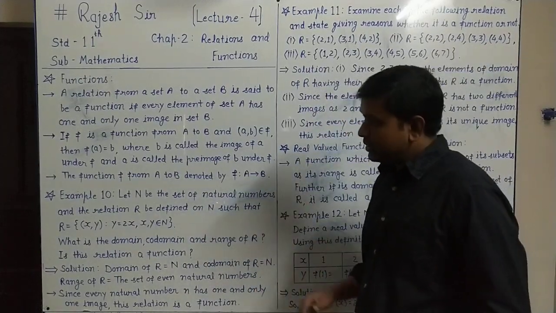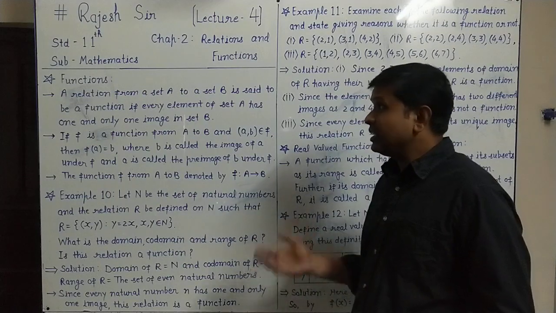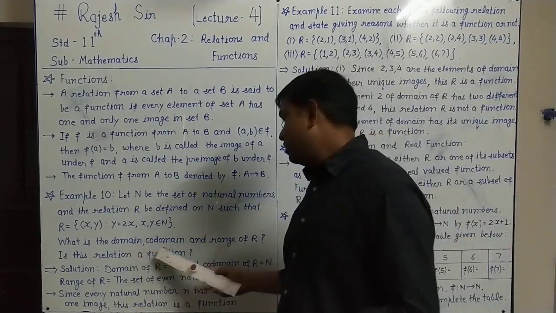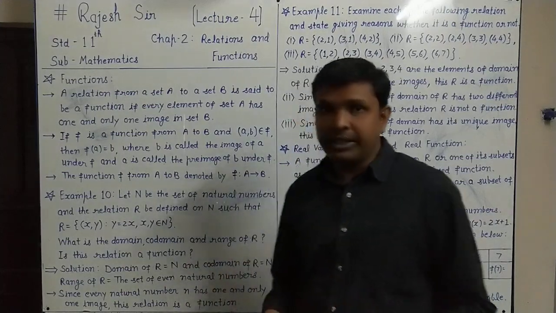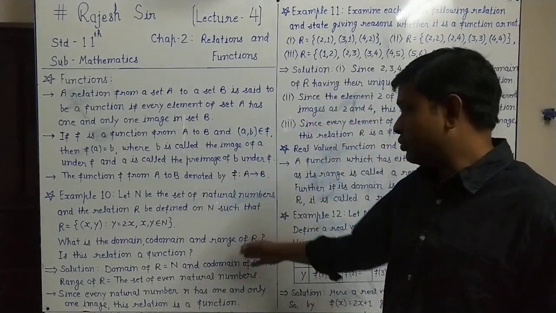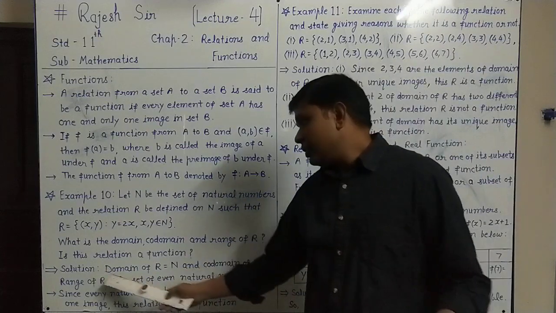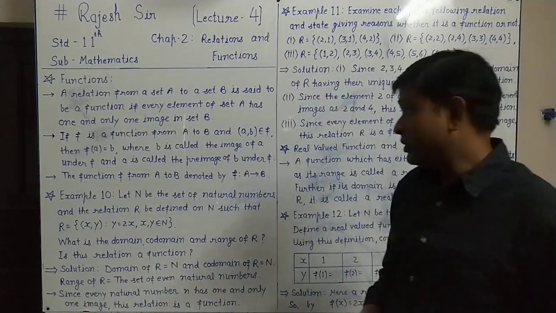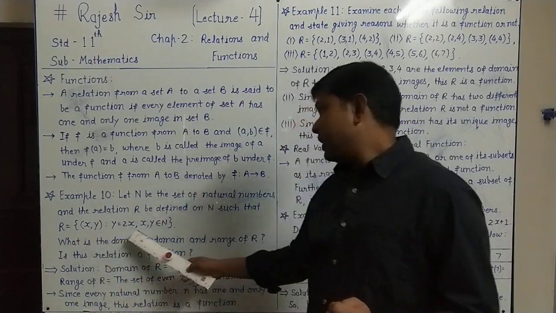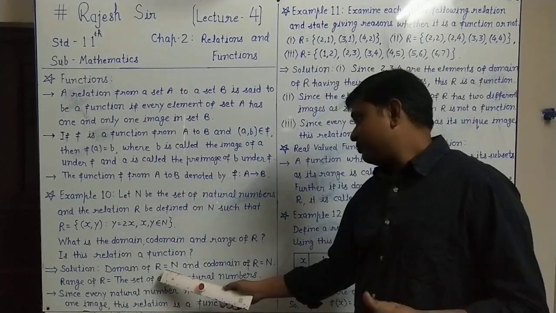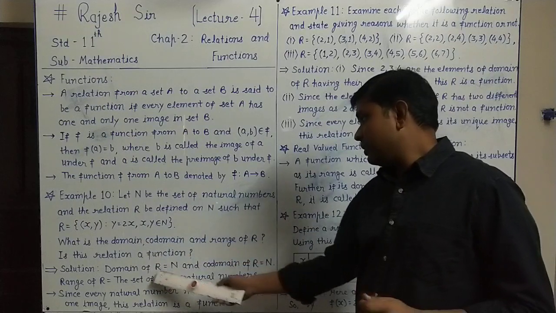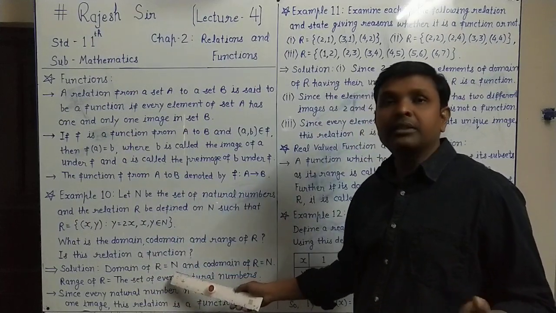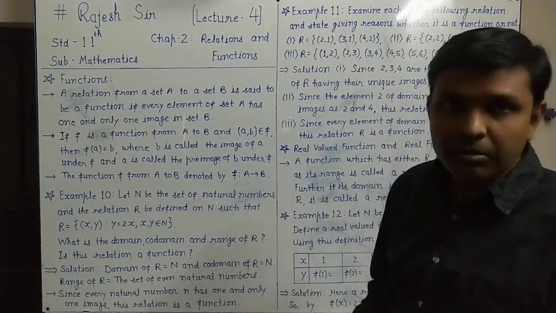So how to see that? We have seen in the last lecture on relations how to write the domain, codomain and range, with definitions and examples. In the same way we go for the first question. In the solution, the domain of R is the set of first elements. The first element is x and x belongs to N, so the domain of R is N, the set of natural numbers.